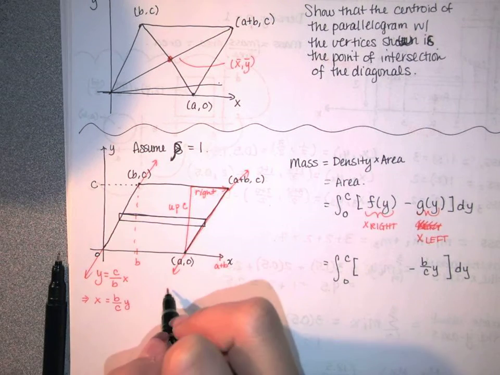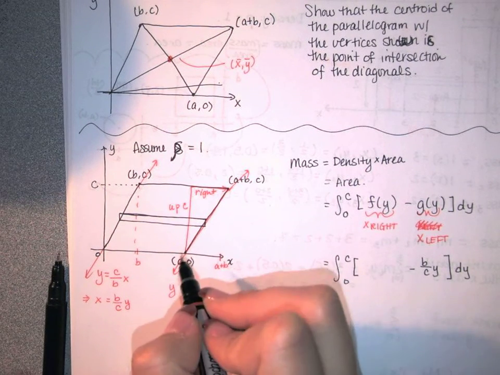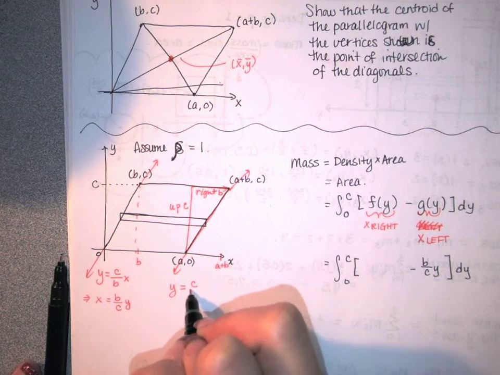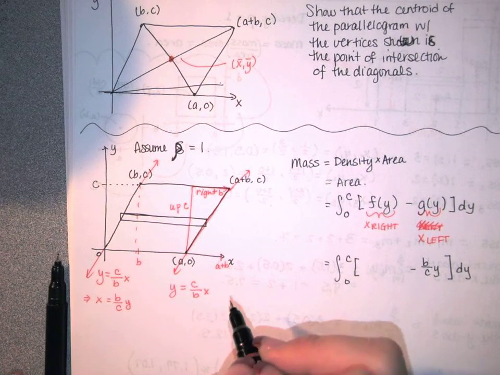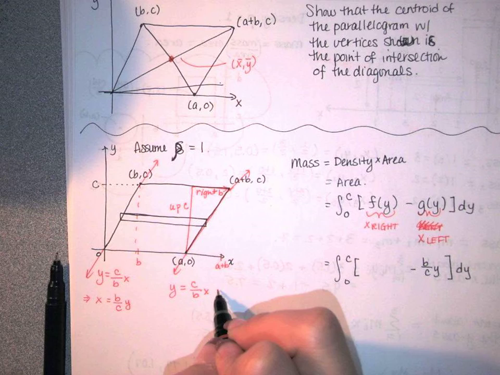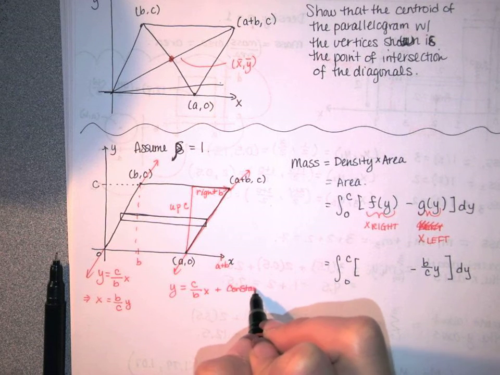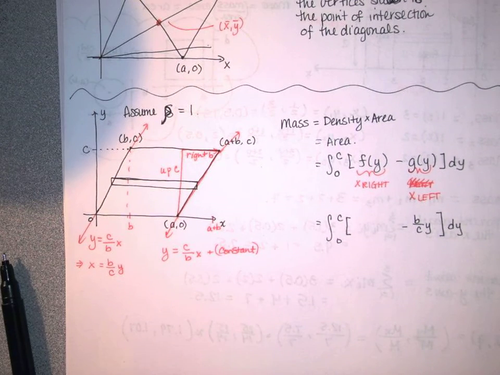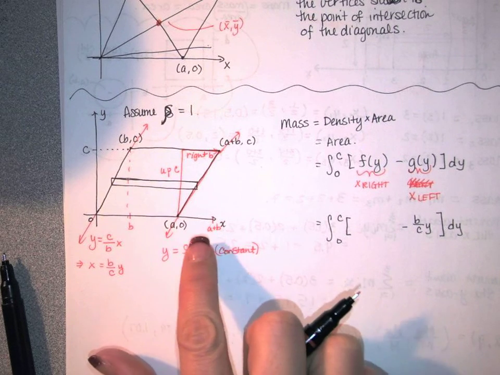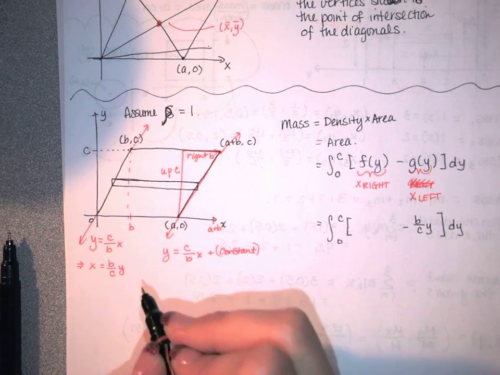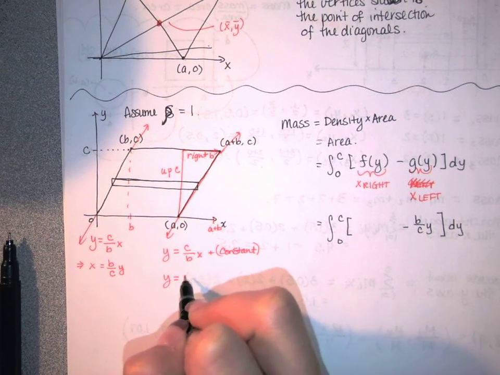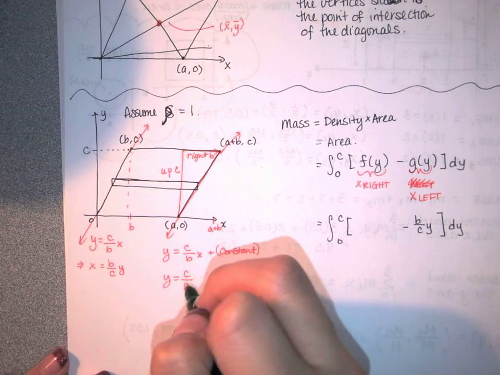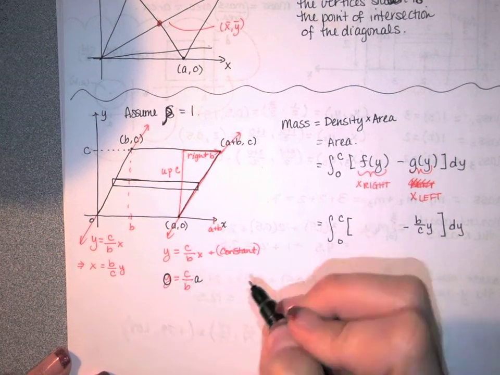So the equation of this line is y equals the slope, so we go rise over run, so we go c over b times x, plus a constant. Now, I'm just going to write constant for right now to make it easier for us because we're using the letter B for something else. When x equals a, y has to equal 0. So I'm going to substitute in a for x and 0 for y.